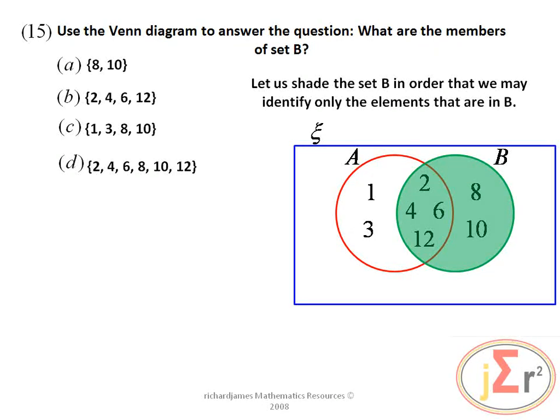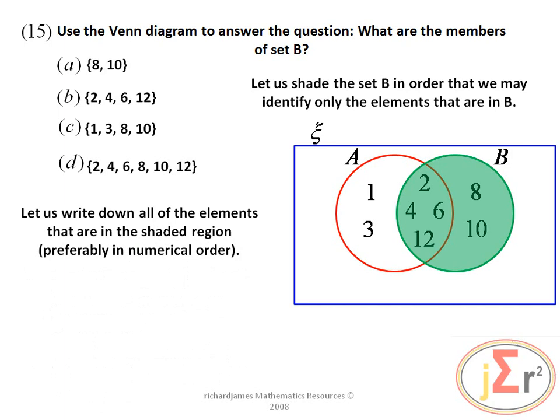Richard James Mathematics Resources is designed in such a way that every solution is visual and will help even the weakest student. So we show set B in the entire diagram. You don't have to do it, Jerry. You can just write them down. But I'm just doing that so even the weakest student will be able to use the resources and get a very good grade on the GSAT exam.